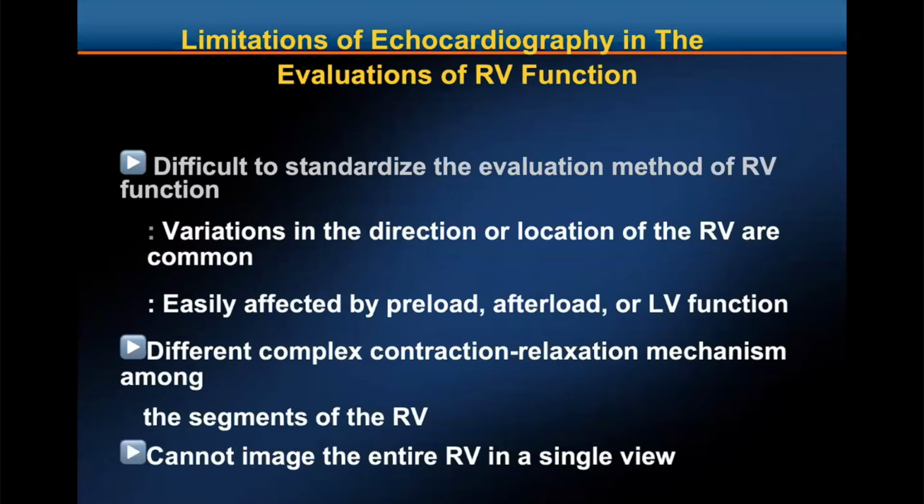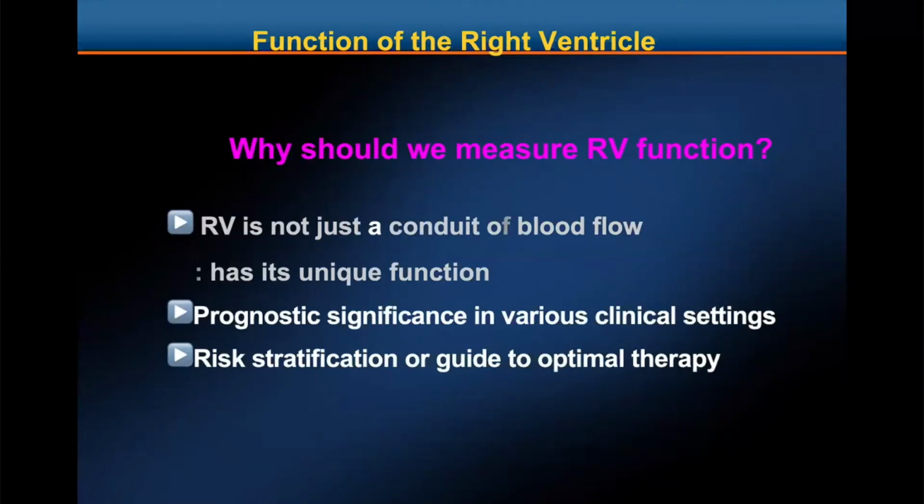Another limitation is that it is difficult to standardize the evaluation method of right ventricle function. There is much variation in the direction or location of the RV. It is also easily affected by preload, afterload, or left ventricle function. There are different, complex contraction and relaxation mechanisms among the segments of the right ventricle. We cannot image the entire right ventricle in one single view.